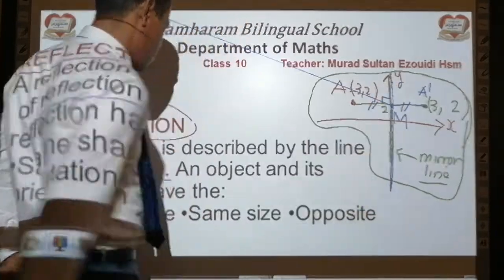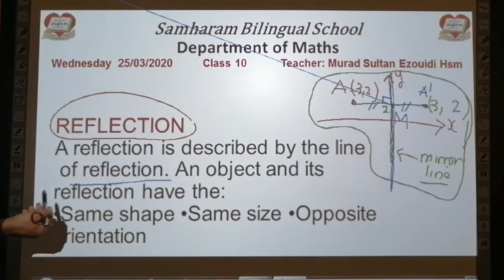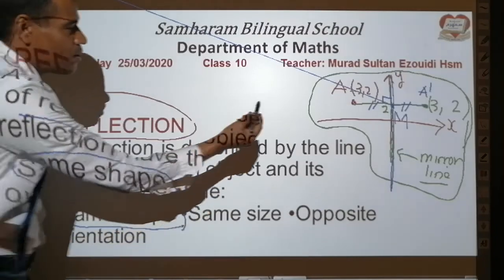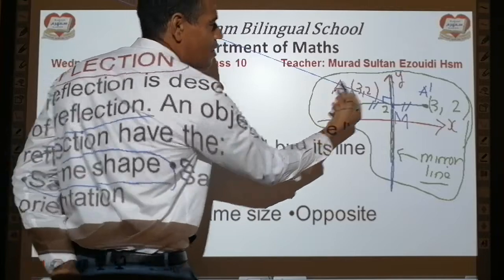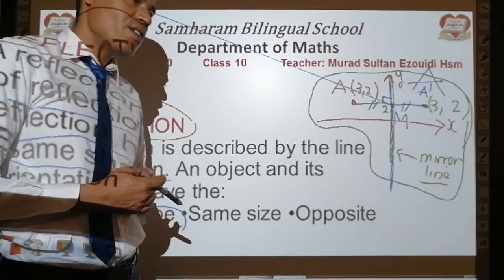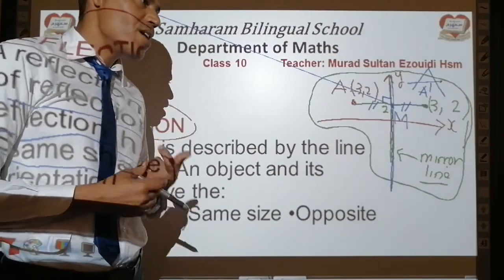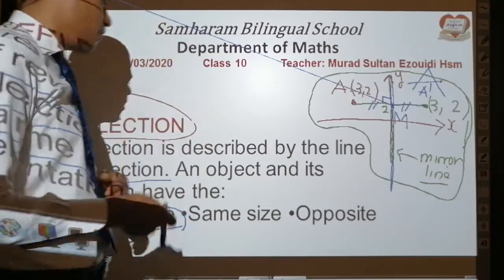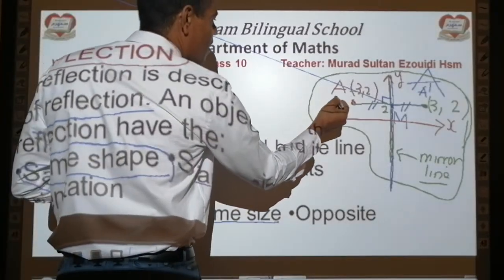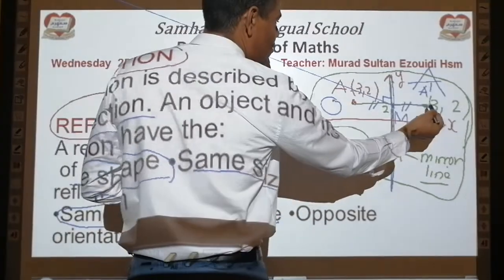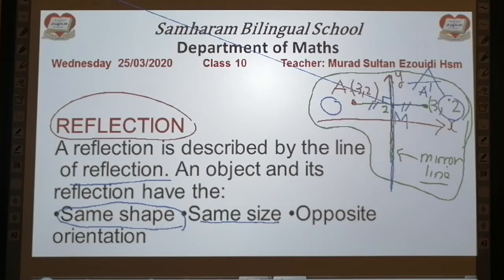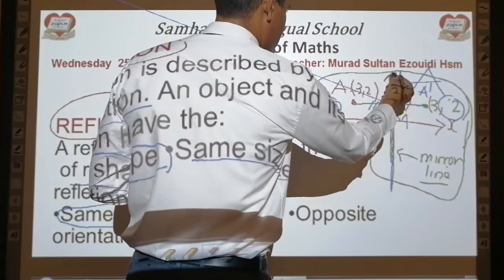An object and its reflection image have the same shape, correct? If, for example, this is a point A, I cannot write its image as a big A, no. You should conserve the same y coordinate, but you should make a negative sign to the x coordinate of A after reflecting. Good boy. Then, the same size: if it is a triangle here, or a circle, the image should also be a circle. Then, the same size and opposite orientation. This one is opposite to this, in the mirror line.